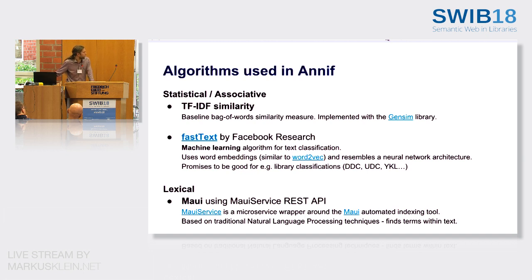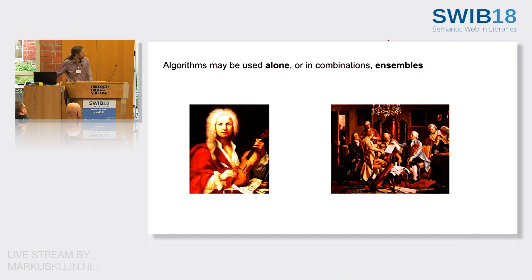Then for the lexical approach I used Maui, which is a tool originally created at the University of Waikato in New Zealand. To make it work within Annif, we created a microservice wrapper so that it exposes a REST API that can be integrated. Okay. These algorithms can be used either alone or in combinations, which are called ensembles. Just to make an analogy, I have some pictures of musicians here.